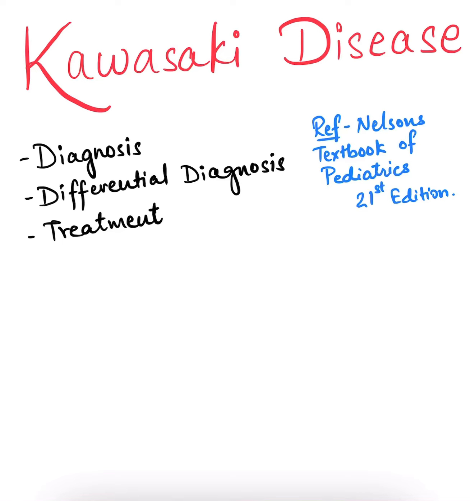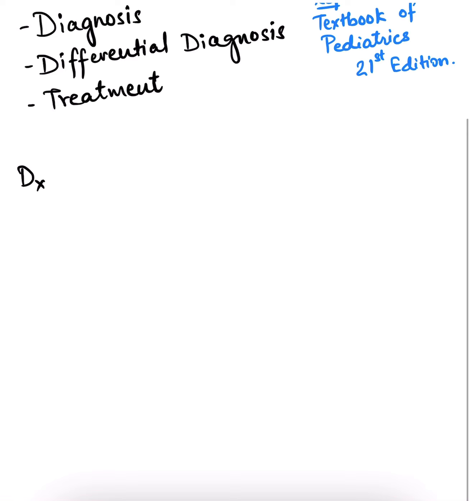Today I'll be discussing the second part of Kawasaki disease. In the first part I have already discussed the pathology, the epidemiology, the etiology, the lab findings and some of the clinical manifestations of Kawasaki disease, and in this video I'll be discussing the diagnosis, the differential diagnosis and the treatment of Kawasaki disease. So let's start, first, with the diagnosis.